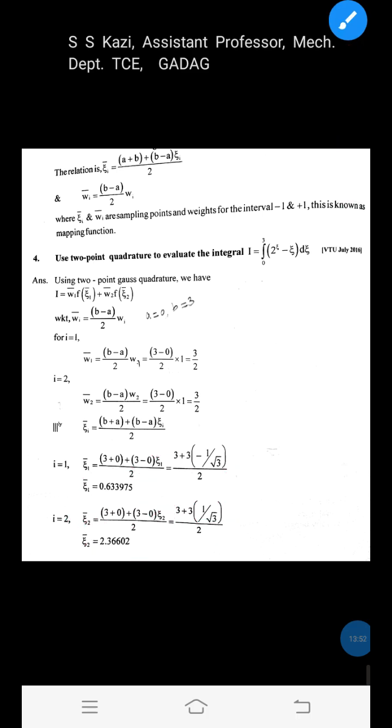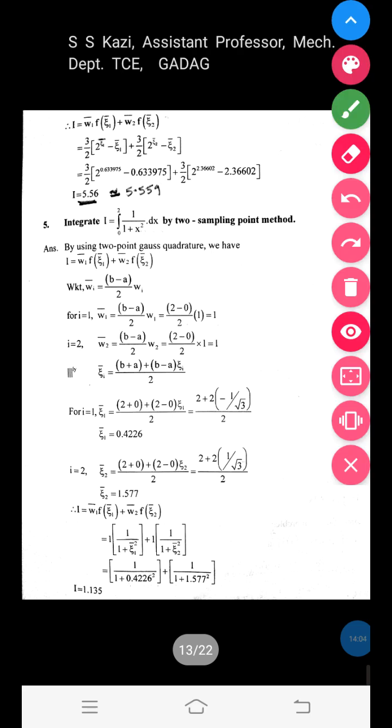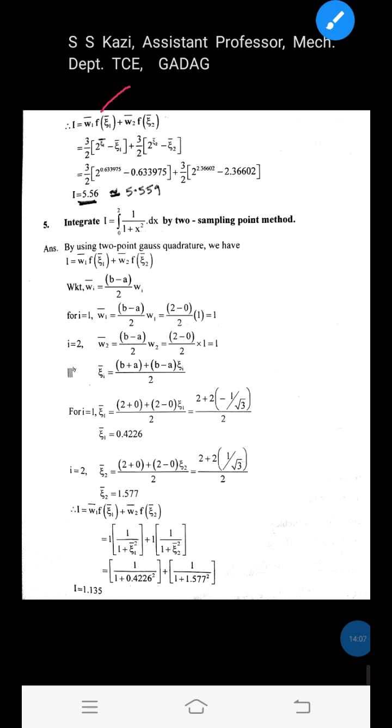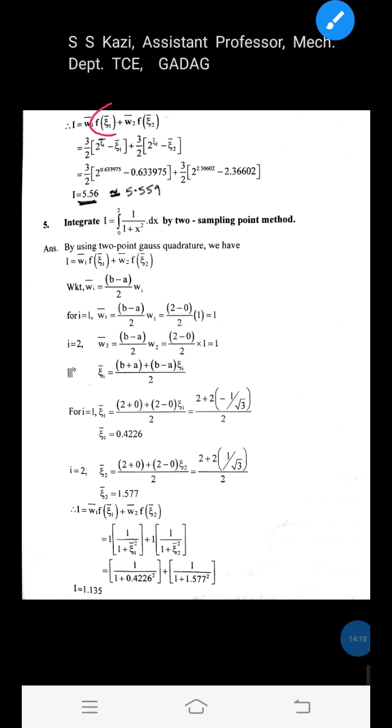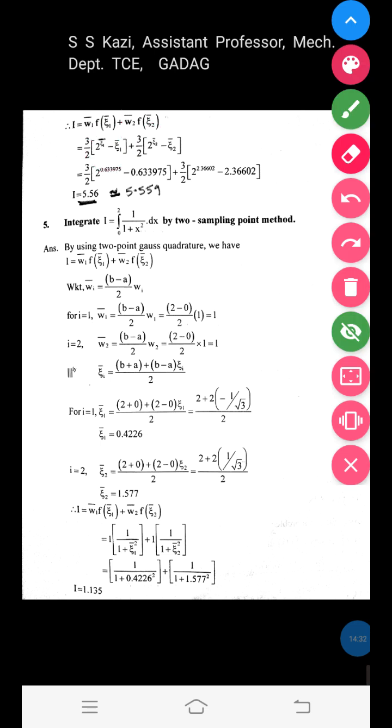Now once you have calculated w1 bar, w2 bar, zeta 1 bar, and zeta 2 bar, next we will substitute these values into the formula. Here it is w1 bar f of zeta 1 bar plus w2 bar f of zeta 2 bar. w1 bar is 3 by 2, and w2 bar is also 3 by 2. The f of zeta is 2 raised to zeta minus zeta, so it can be written as 2 raised to zeta 1 bar minus zeta 1 bar, and 2 raised to zeta 2 bar minus zeta 2 bar. Now just substitute the values.